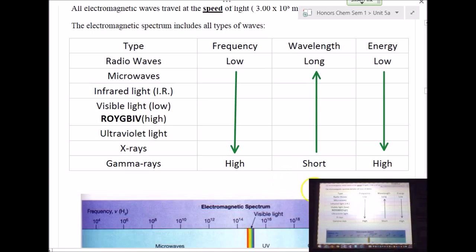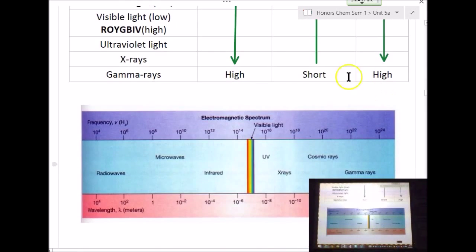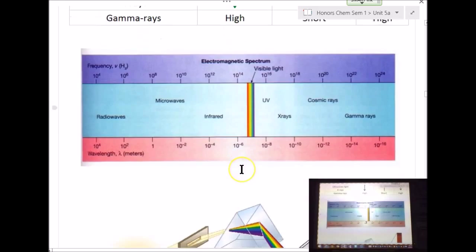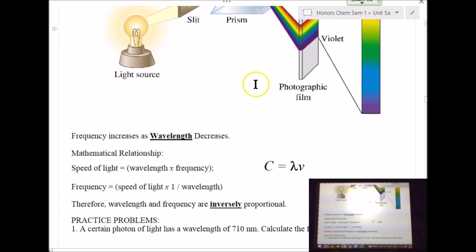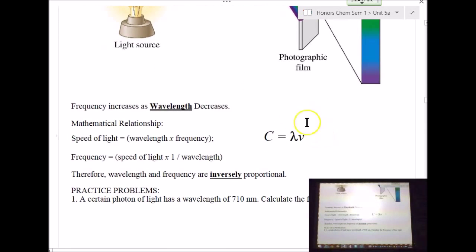Okay. And then for whatever reason, I have another picture of another electromagnetic spectrum. And here's an image of how you can make a rainbow. Exciting. All right. This equation here is the other equation that we'll be using, and that'll be the second equation that we'll have on the quiz for Friday. So you have the E equation and then you have the C equation.